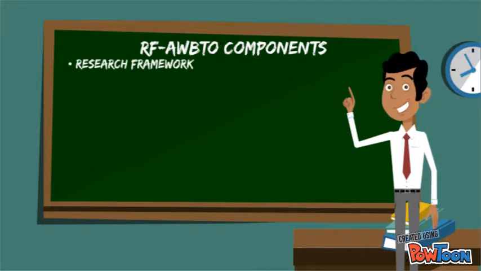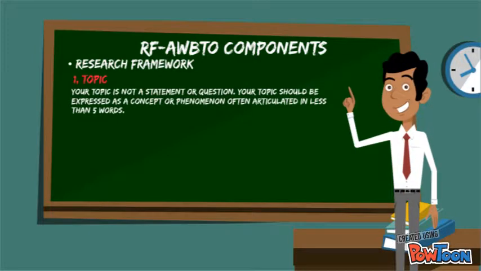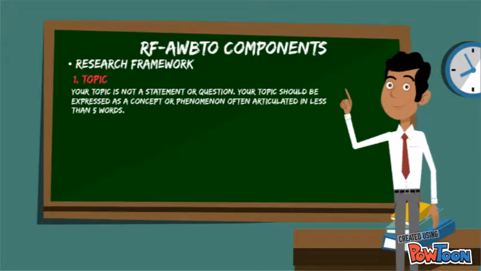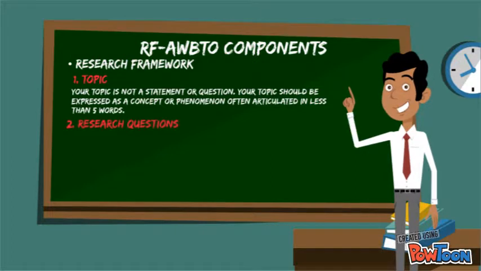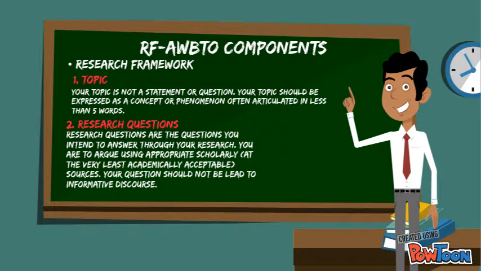RF-AWBTO components. Number 1, your topic. Your topic is not a statement or question. Your topic should be expressed as a concept or phenomenon, often articulated in less than 5 words. Number 2, research questions. Research questions are the questions you intend to answer in your research. You are to argue using appropriate scholarly sources. Your questions should not lead to informative answers.